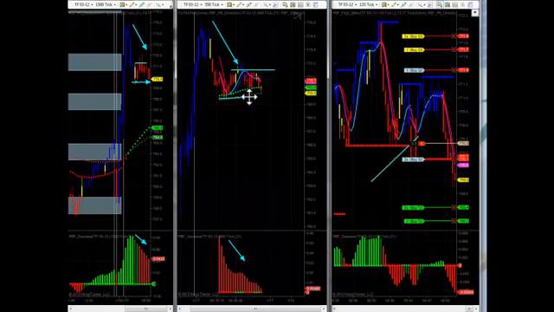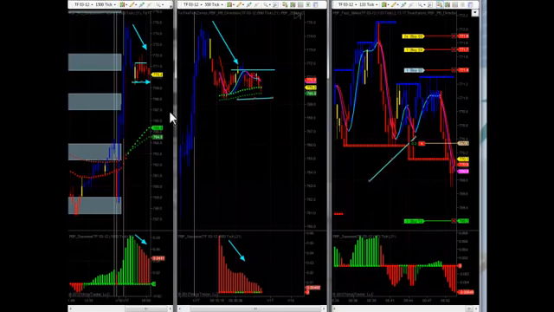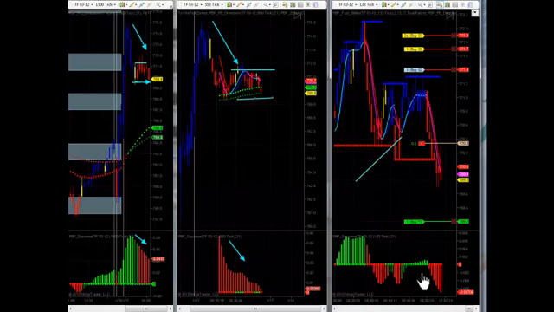We're getting close here, getting close to breaking down. Really need this guy to get below. This is really nice and strong. Lower lows.